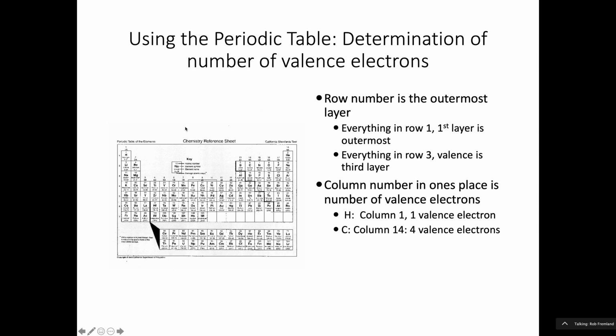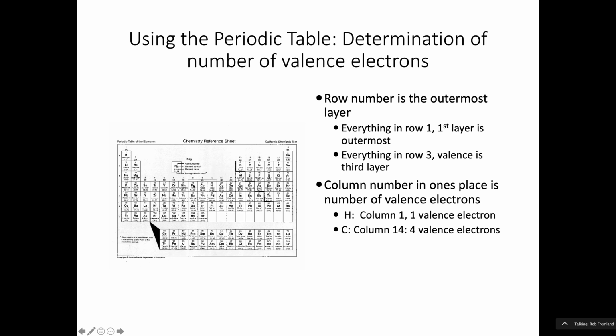So the row number here is the outermost layer. That's actually referred to as the period. So this is the first period, the second period, the third period, and so on. So everything in row 1, the outermost electrons are in the first layer. In row 3, all the valence electrons are in the outermost layer, which is the third layer. In row 6, the valence electrons would be in the 6th layer. Just think of them as layers, or shells is another term.